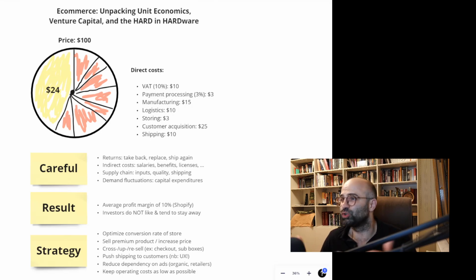Investors do not like e-commerce for what we're looking at here. This is the specific reason, and they tend to stay away, which makes the lives of founders that are trying to build and scale an e-commerce business very, very challenging. And I've experienced it myself. For us, it was practically impossible to raise venture capital.